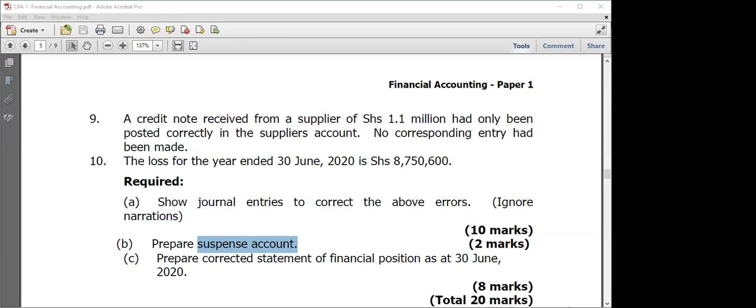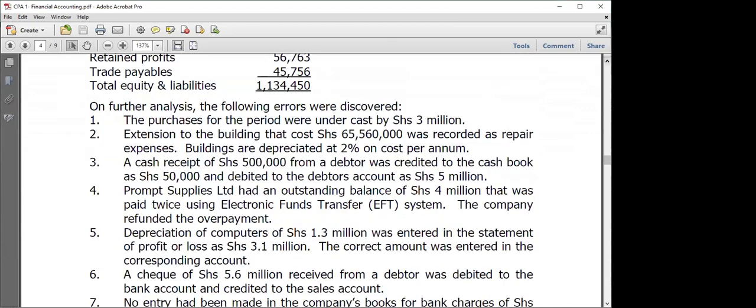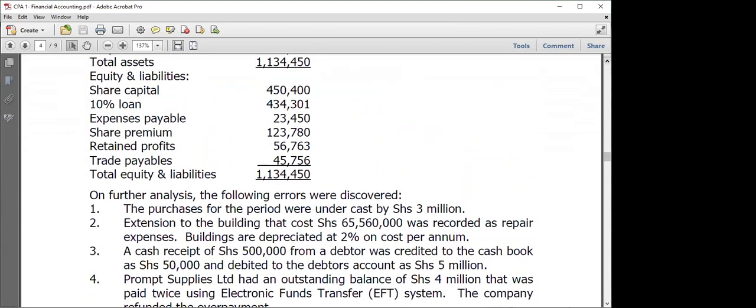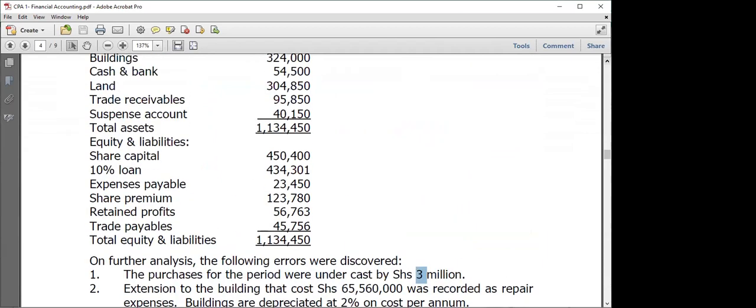We are looking at question 3. So the first part is telling us the purchases for the period were undercast by 3 million. Now, if purchases for the period were undercast by 3 million, what would come to your mind? Definitely, it would mean that in transferring the value to the trial balance, the purchases value was also undercast by 3 million. Now, such a transaction, in its own right, would affect the trial balance.